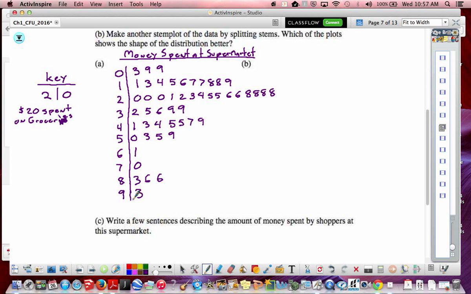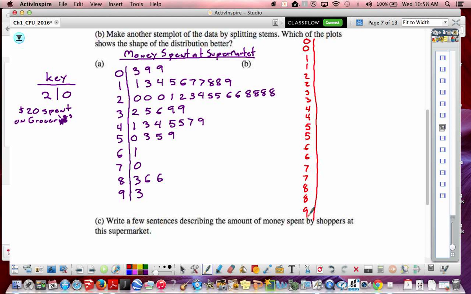All right, so now we're going to split the stems, meaning I'm going to cut them basically in half. So I'm going to have from 0 to 4 and 5 to 9 for each of these dollar amounts. So what happens here is going to be a little bit smaller. I'm going to have 2 zeros, 2 1s, 2 2s, 2 3s, 2 4s, 2 5s, 2 6s, 2 7s, 2 8s, and luckily only 1 9, so I can fit it in.